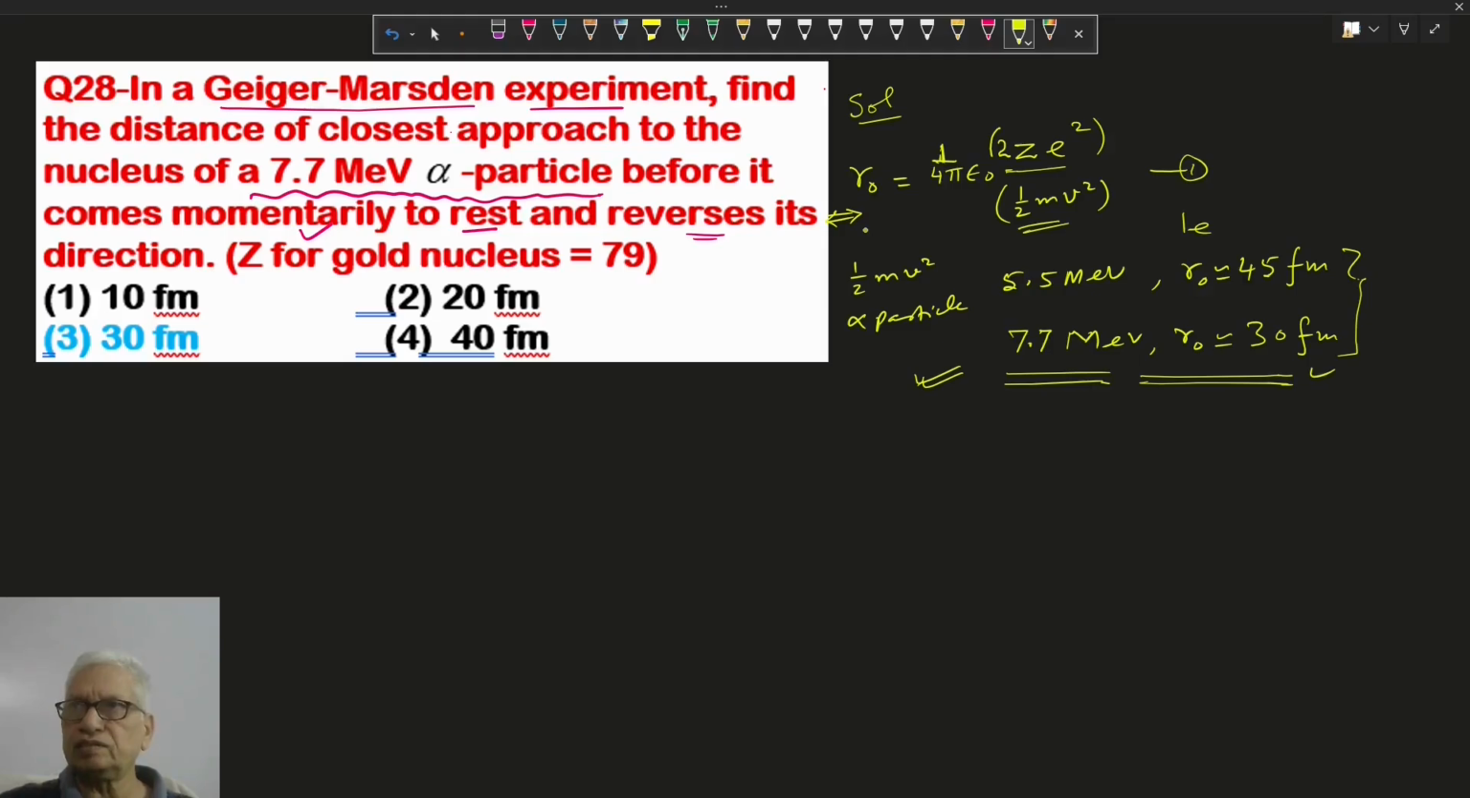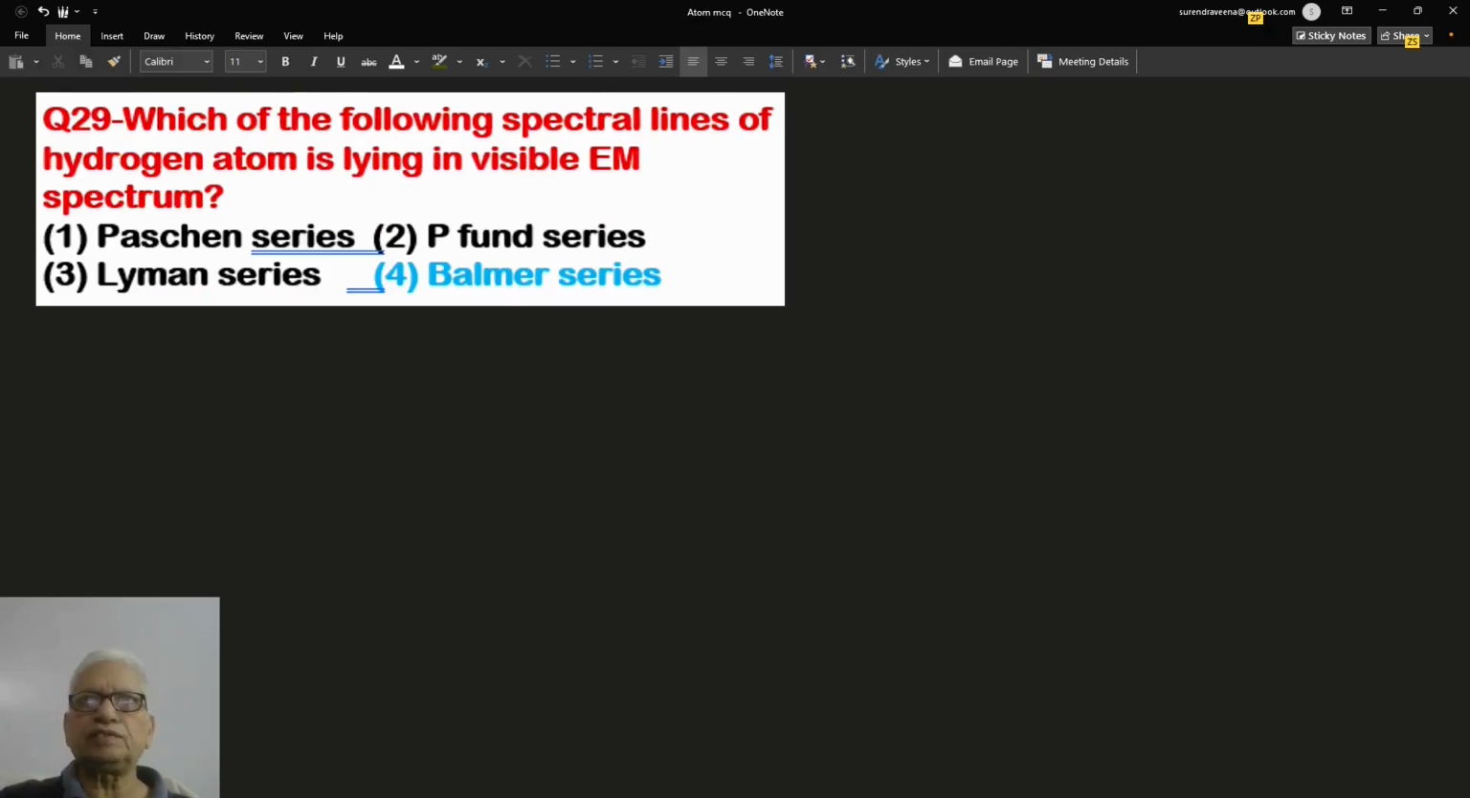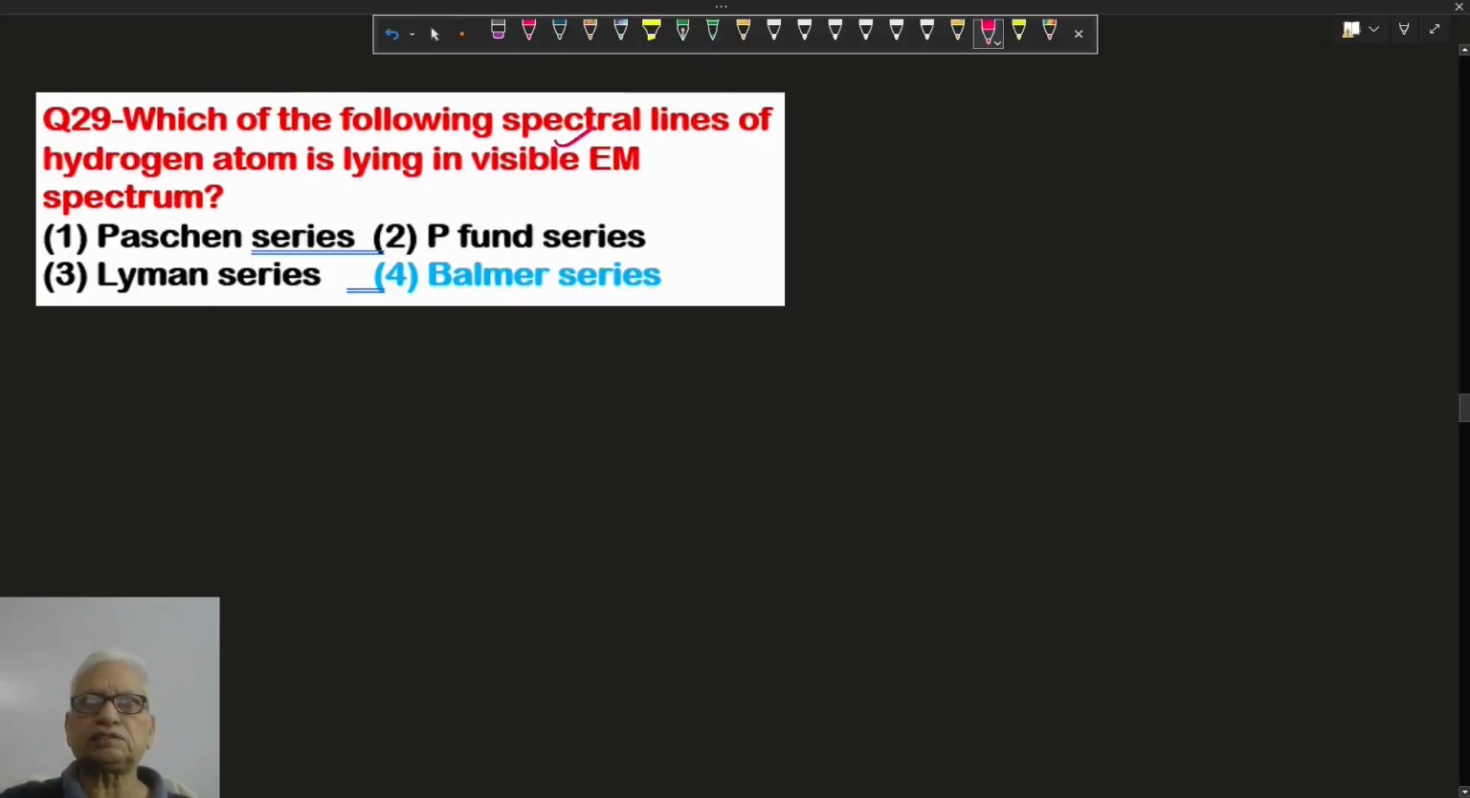Remember both values. So learn it. It means option 3 is correct. And in this question, which of the spectral series is in the visible spectrum? We have learned this is for the Balmer series. Visible spectrum is for the Balmer series only. So option 4 is correct. Lyman series is for UV rays, and the first and second belong to infrared. So here option 4 is correct.